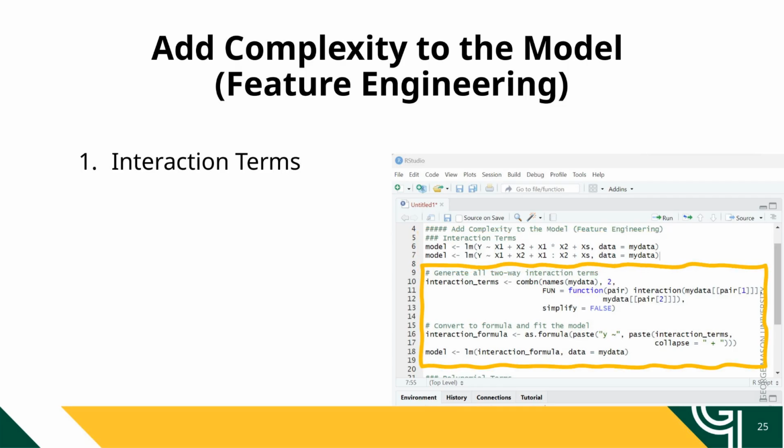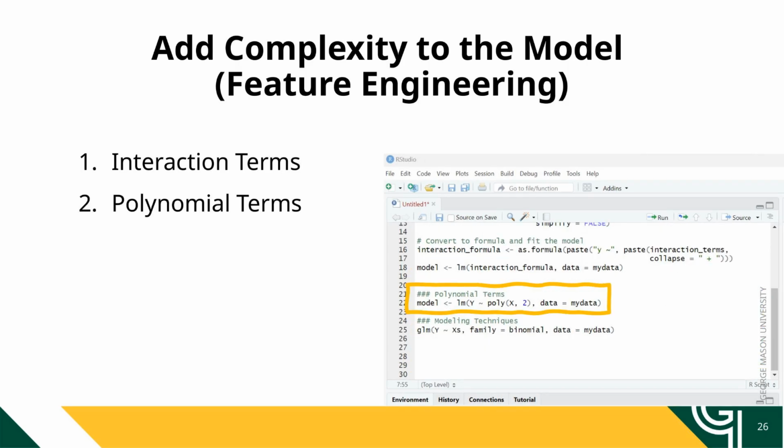When working with a large number of variables, generating interaction terms manually becomes inefficient. R functions like combine and interaction help automate the process of creating all possible two-way interaction terms. This approach can be particularly helpful when dealing with high-dimensional datasets, though you need to be cautious about multicollinearity and overfitting, as these can become problematic with too many interaction terms. Polynomial terms. For nonlinear relationships between predictors and outcomes, you can use polynomial regression. Add quadratic or cubic terms.